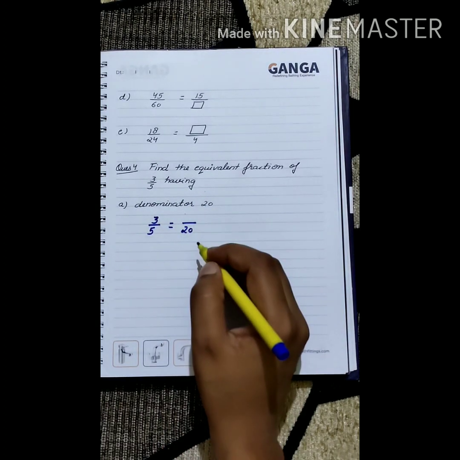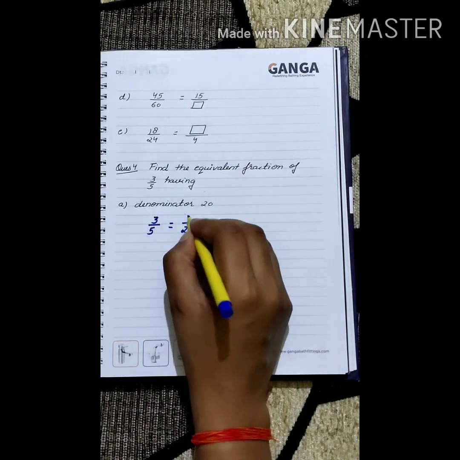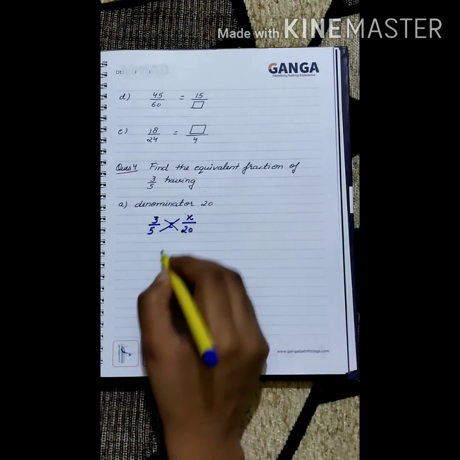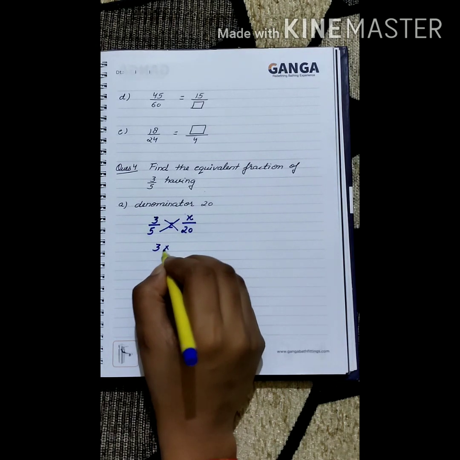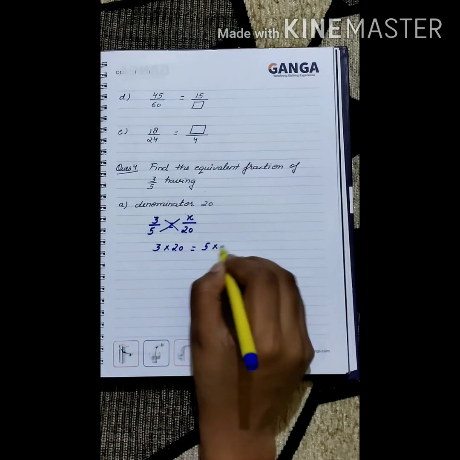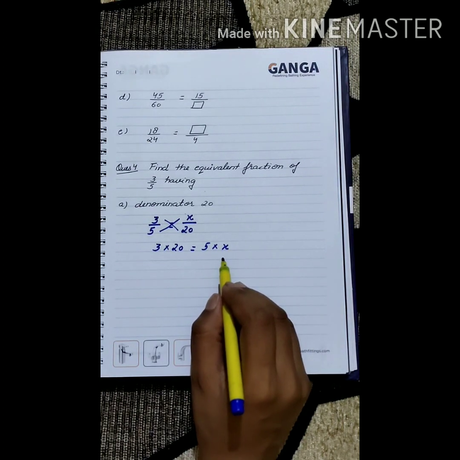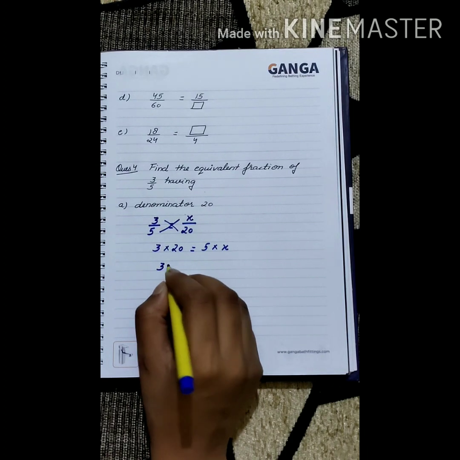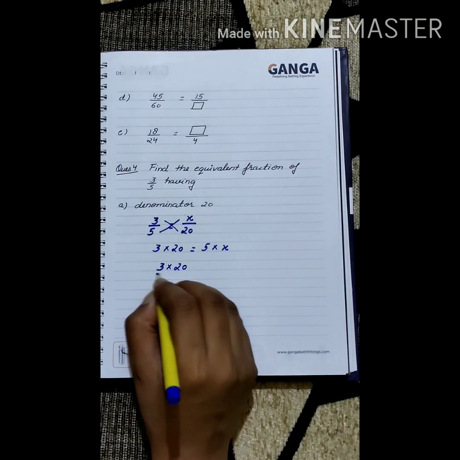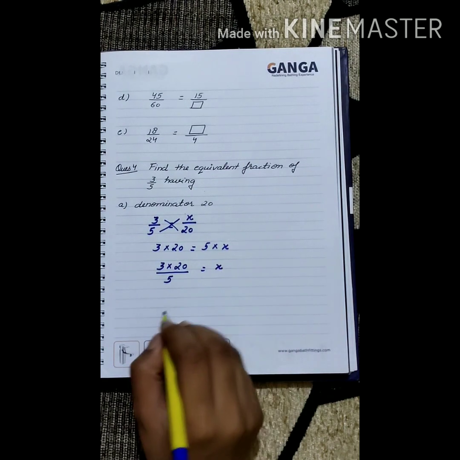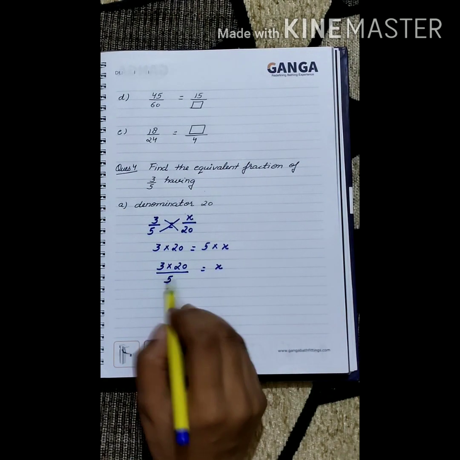Now we have to find the numerator in this question, so we assume it as x. Now we will solve it after cross multiplication. After cross multiplication, we will get 3 multiply 20 is equals to 5 multiply x. We have to find the value of x, so we will transfer 5 from RHS to LHS, and after transferring 5 is converted into division, and we will get 3 into 20 divided by 5.